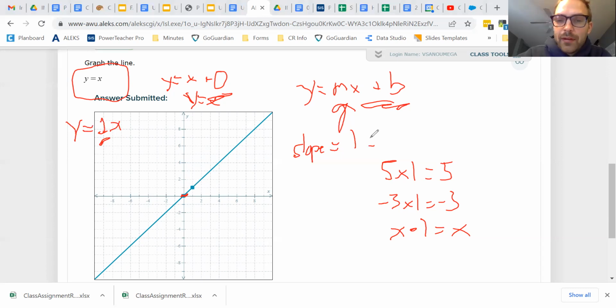Right, last time we talked about including the integers being over 1. So she went up 1 and over 1 and plotted her point right there and made her line. So that's just a little refresher on how you graph using slope-intercept form.